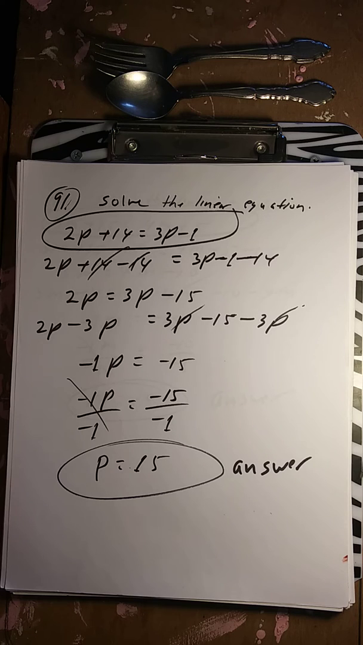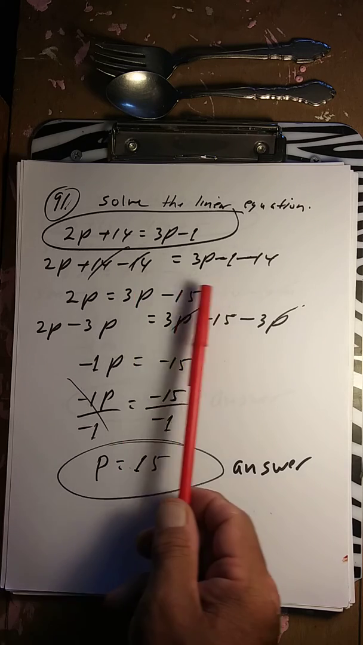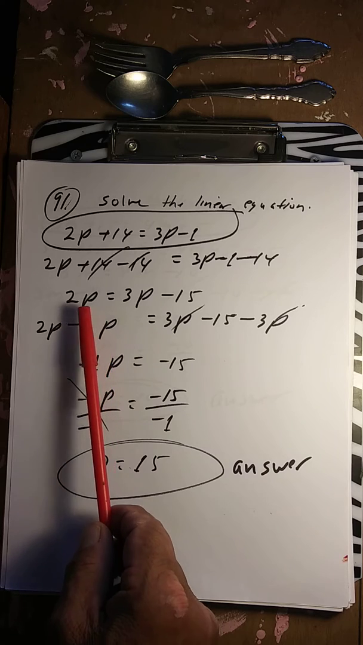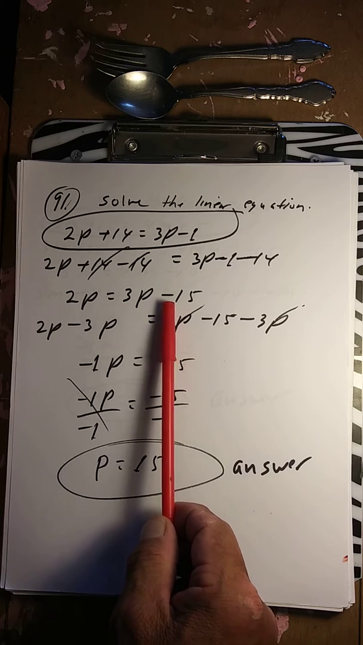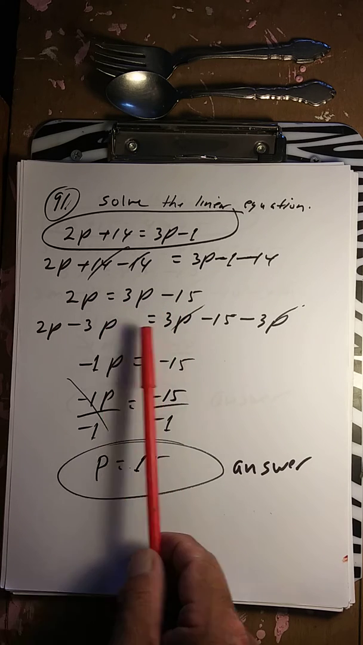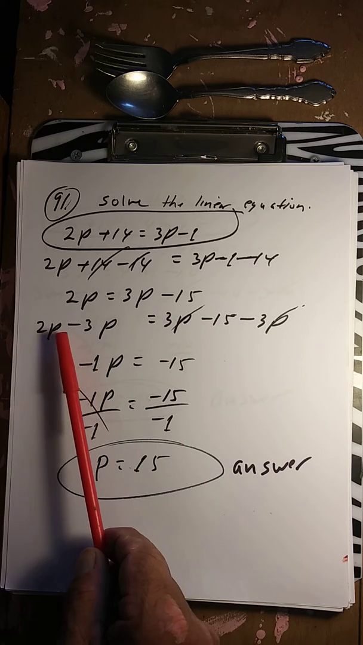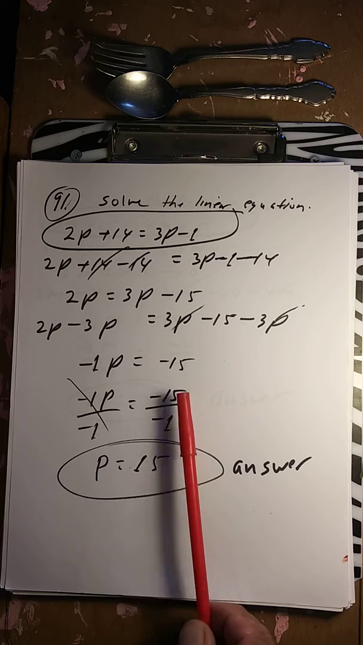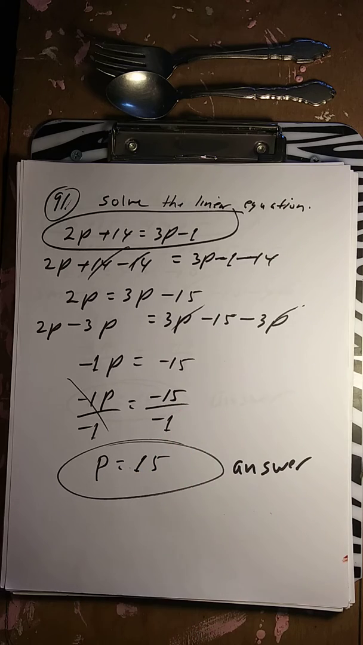Solve the linear equation. 2p plus 14 equals 3p minus 1. What I'm going to do first is minus 14 to both sides. So now once I do that, I have 2p equals 3p minus 15. But I'm going to subtract 3p, minus 3p. These are gone. So 2 minus 3 is negative 1p equals negative 15. Divide by negative 1, divide by negative 1. So p equals positive 15.